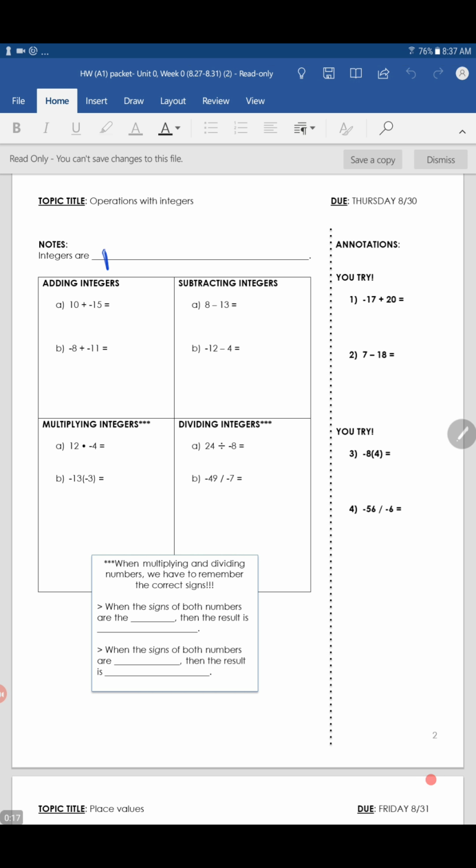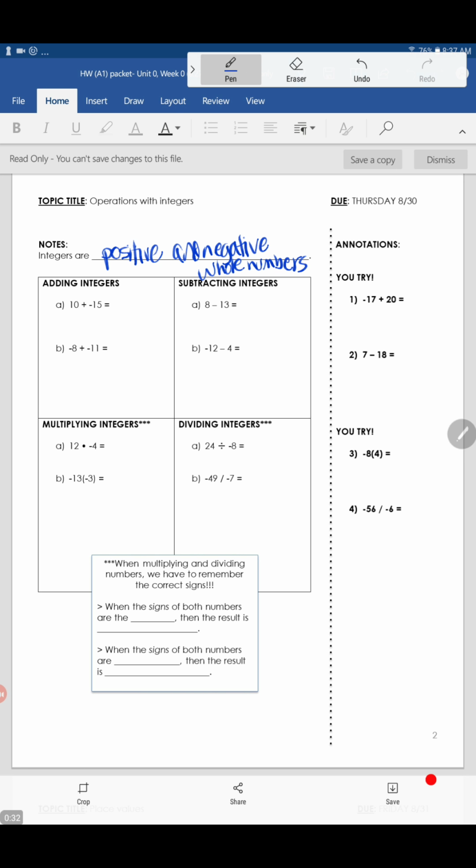Integers are positive and negative whole numbers. So for example, 1, 2, 3, or -1, -2, -3 are all integers. Okay, so first we're going to review some adding and subtracting integers.